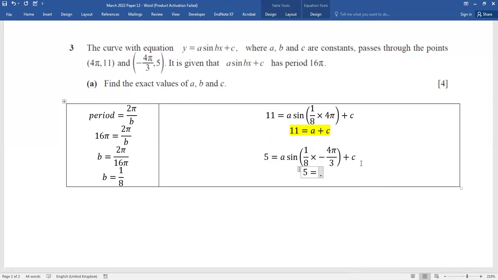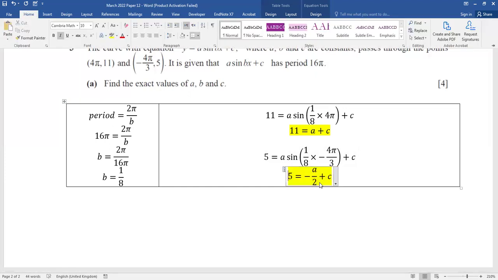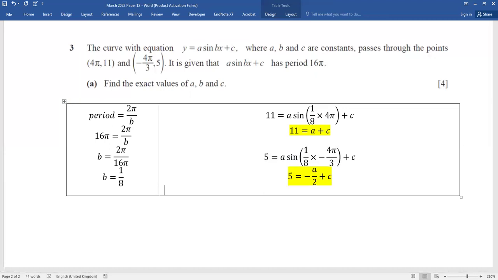Sir, negative 1 upon 6 pi. Sine negative 1 upon 6 pi. पूरा sine के साथ बताओ ना बेटा. This is a typical value. Half, negative half. Yes, sir, negative 1 upon 2.